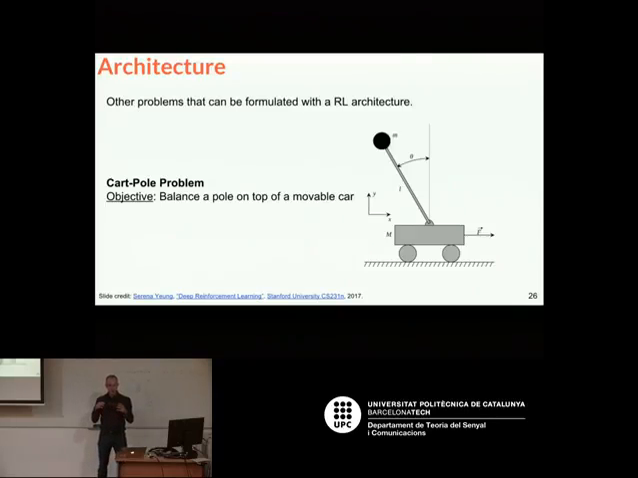As I mentioned earlier, reinforcement learning has been out there for a long time. There are many other problems that have been formulated as reinforcement learning problems. For example, this one is quite classic. It's called the cart pole problem. In this case, you have an oscillating pole on a moving cart, and the goal is to push the cart horizontally to keep the pole vertical. That's the goal of the problem.